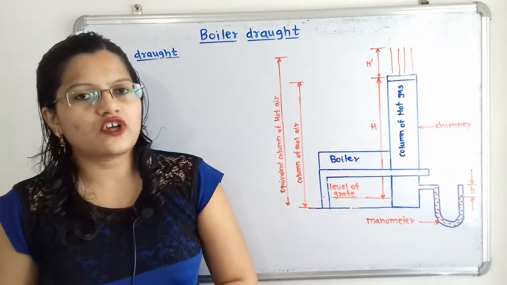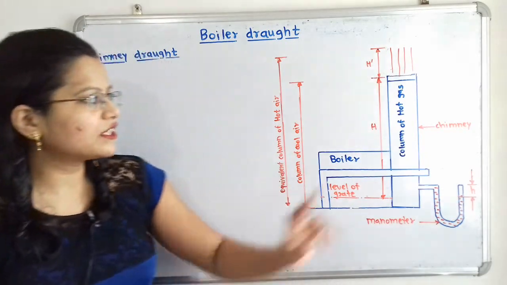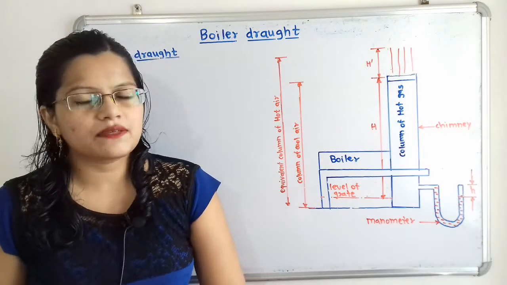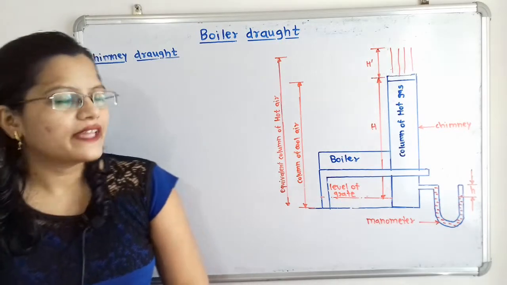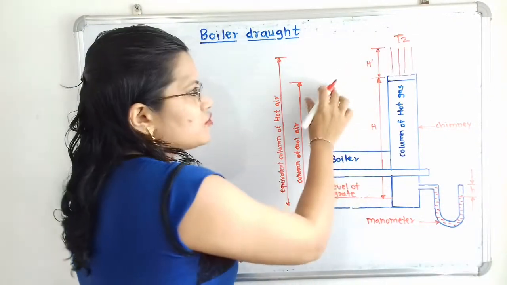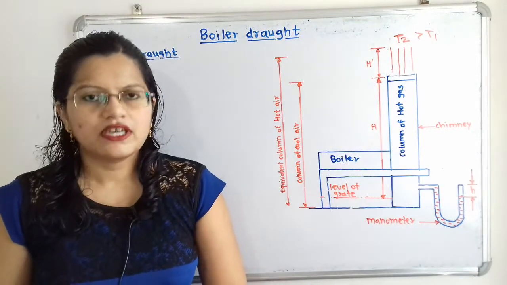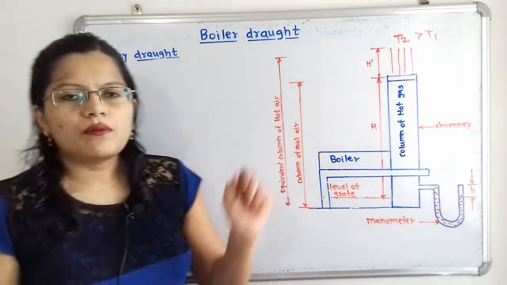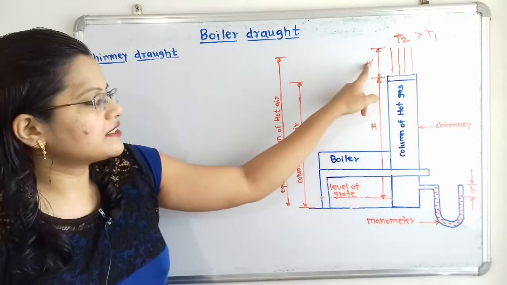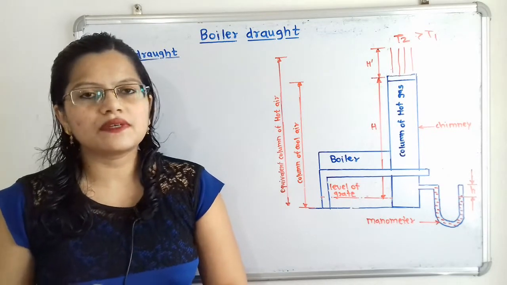So this H plus H dash is nothing but the equivalent column of hot air. We can express the draught pressure in terms of millimeter of water by manometer as well as the column of the hot flue gas. Now what is the condition for the maximum discharge through the chimney? When the temperature of the hot flue gas, that is T2, is slightly greater than the temperature of outside air T1, then this is the condition for the maximum discharge. In the same way, the column of the hot gas producing draught should be equal to the height of chimney, that is H dash is equal to H. This is also the condition for the maximum discharge through the chimney.